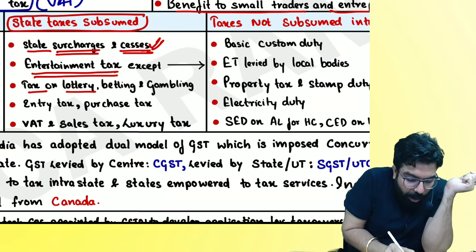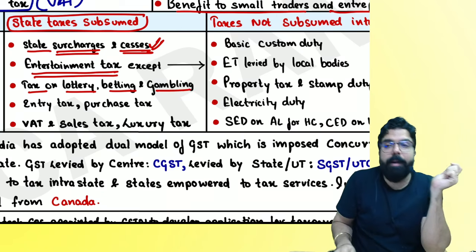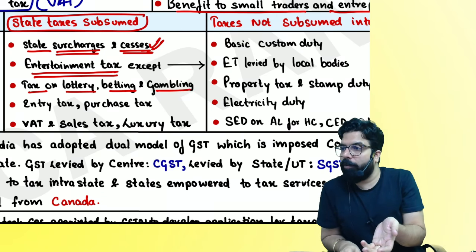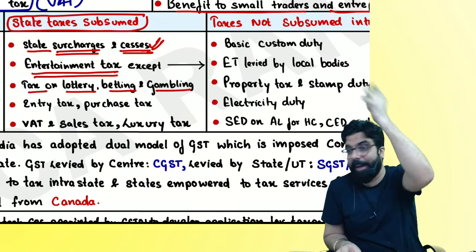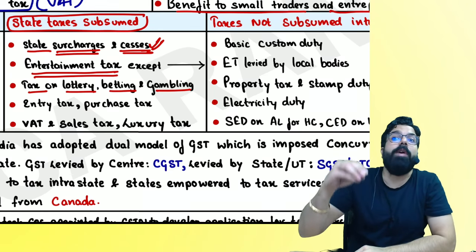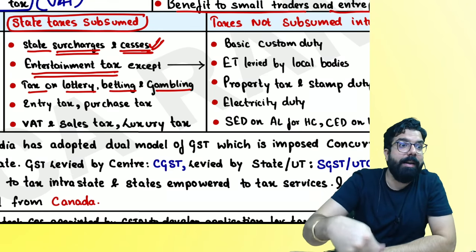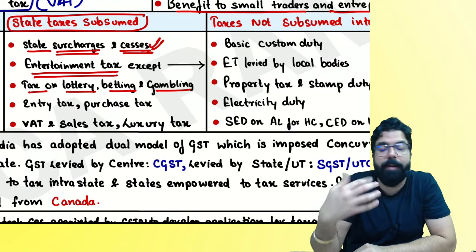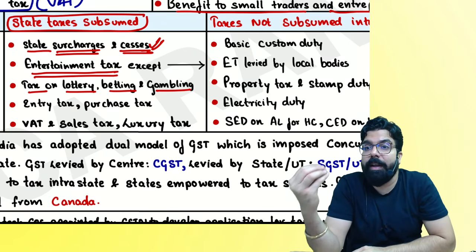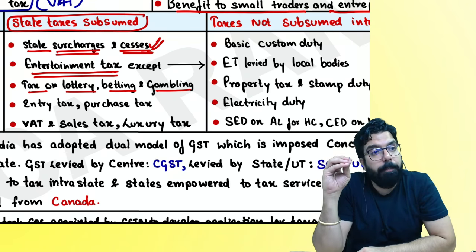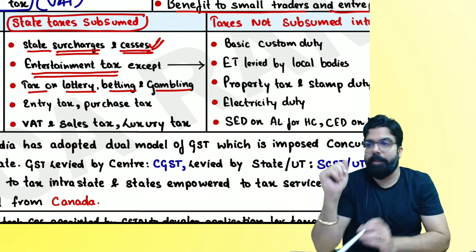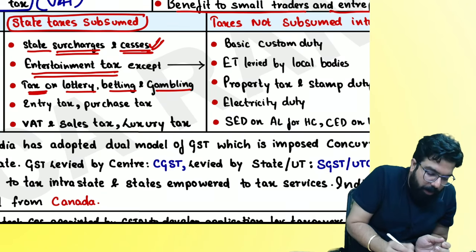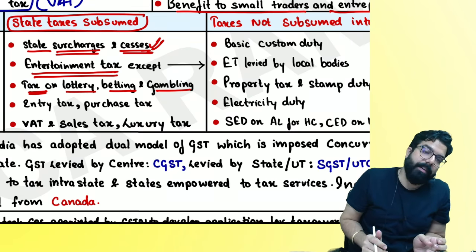Taxes on lottery, betting, gambling. You know lottery, yes or no, everyone? Lottery, betting. In horse races you do betting. In a casino you do gambling. Putting money on card games, all this gambling which is there. Earlier, for any lottery, betting or gambling, the state government used to charge tax. Now all these are gone. What will be charged? GST.